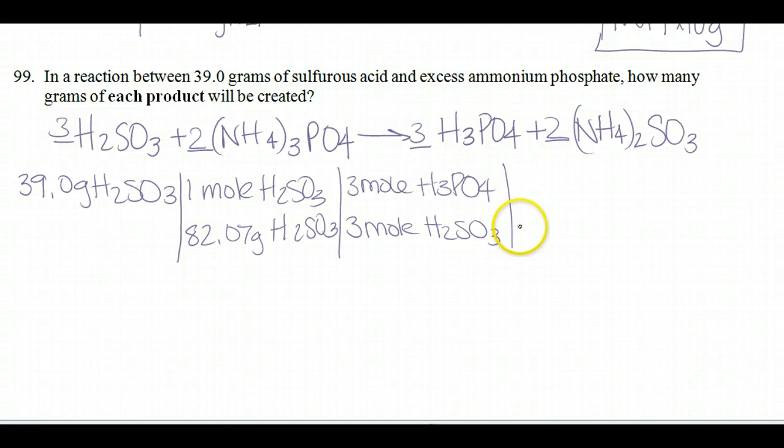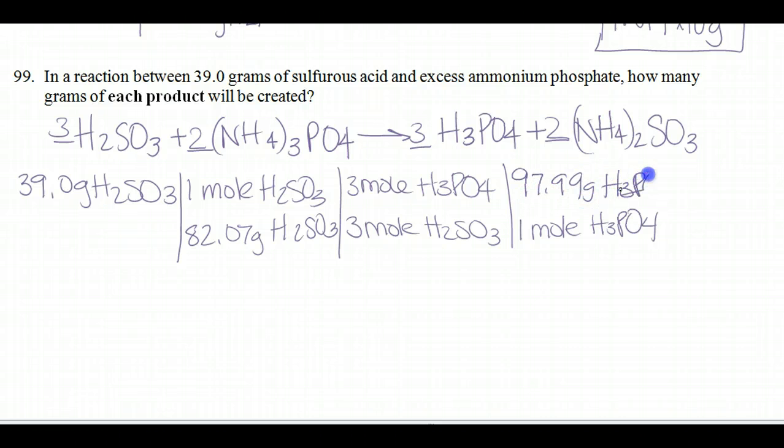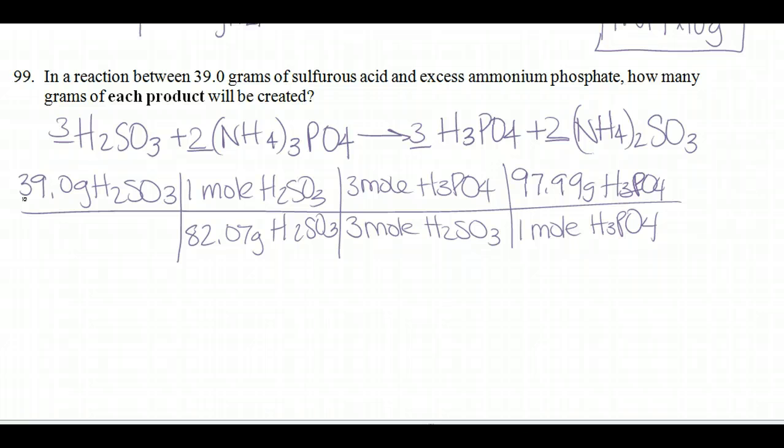And so for phosphoric acid, 1 mole of phosphoric acid is going to contain 97.99 grams. Okay, so again, pay attention to those significant figures when you plug these into your calculator. Everything on top you multiply by, everything on the bottom you are dividing by. So you're going to plug that in, and we get 46.6 grams of the phosphoric acid.